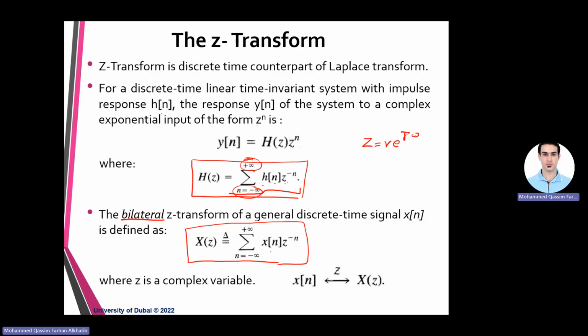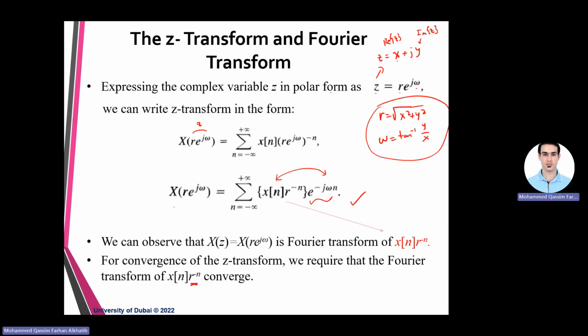Okay, let's see. So that's it about this slide. There we go. So expressing the complex variable z in the polar form. And then here, since we have the exponent, we have the magnitude, and this is the phase part. Since it's a complex number, it has the real part and the imaginary part. The real part is r cosine omega, and the imaginary part is r sine omega. It's just basically applying the Euler identity for this exponent.